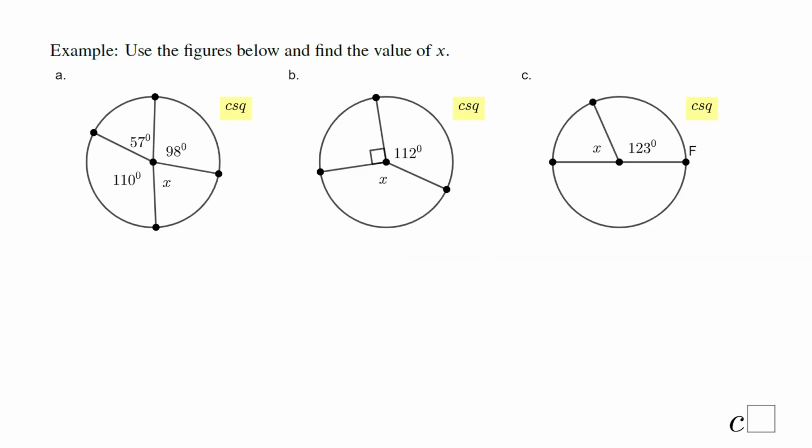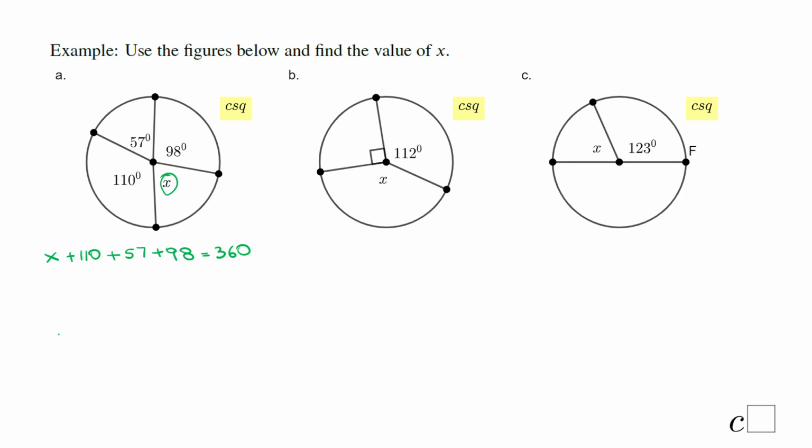And now let's see this example. In part A, we need to find the value of x, in fact, in all of them. So here, I'm going to write this equation: x plus 110 plus 57 plus 98 equals 360 degrees. You go around that center of the circle, you get 360 degrees.